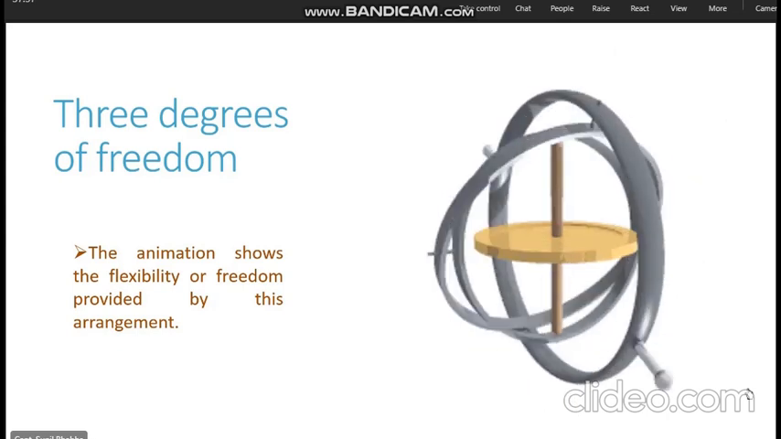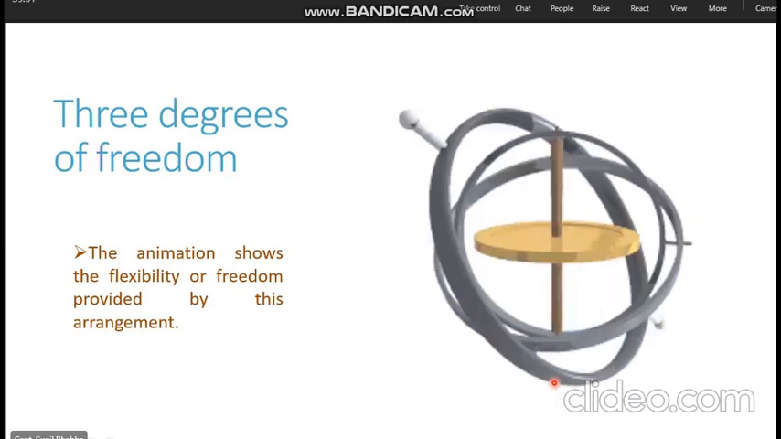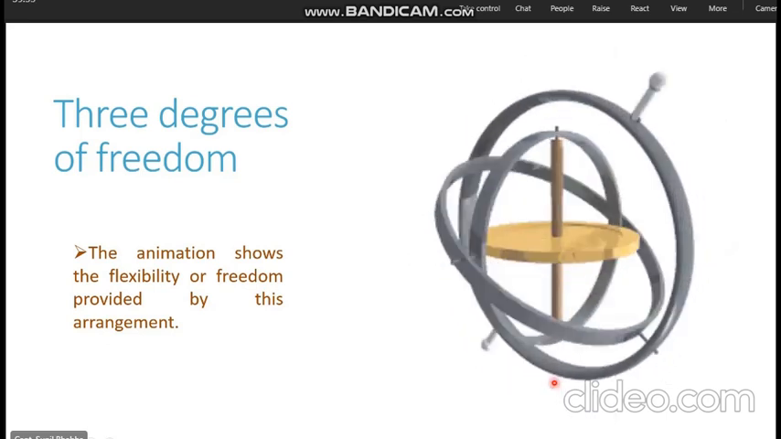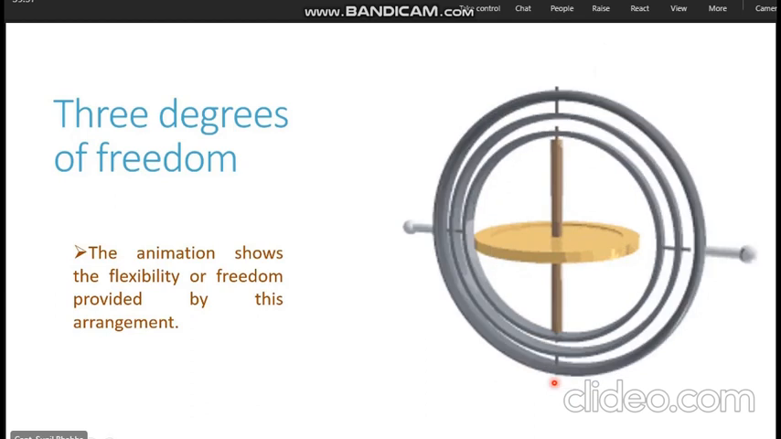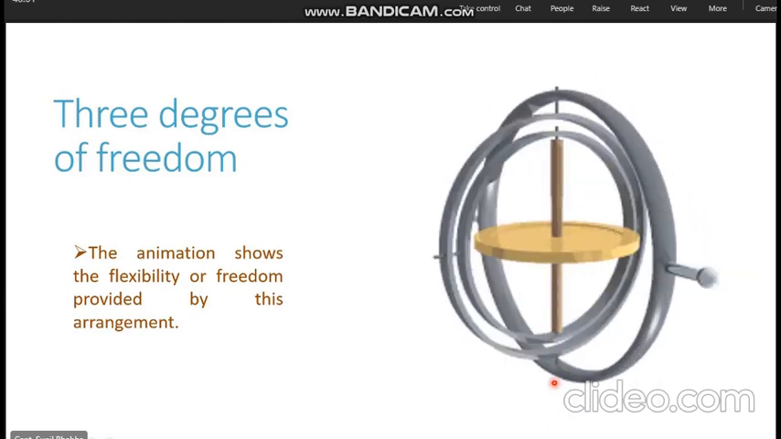Now only the rings are rotating. The spin axis moves as it likes, and there is no outside force which can be applied to the spin axis if it has this kind of arrangement. It is shielded from all external forces.